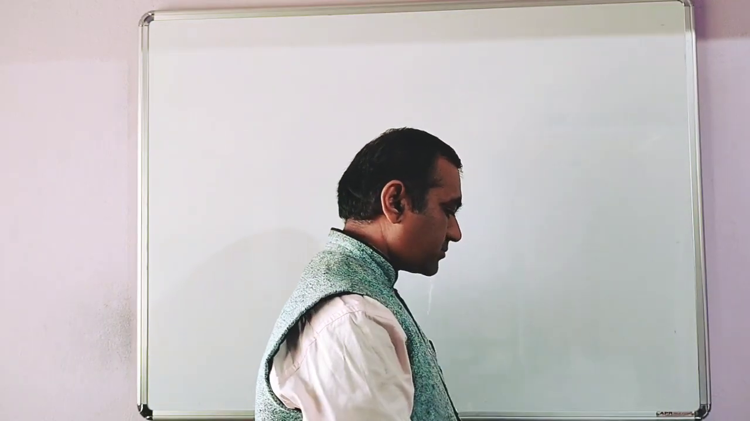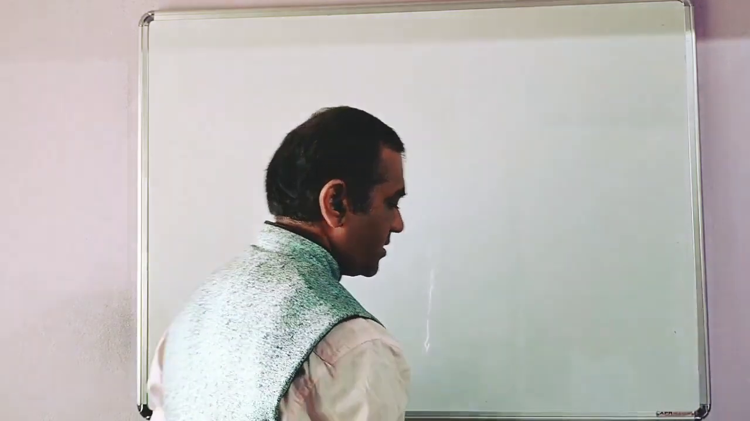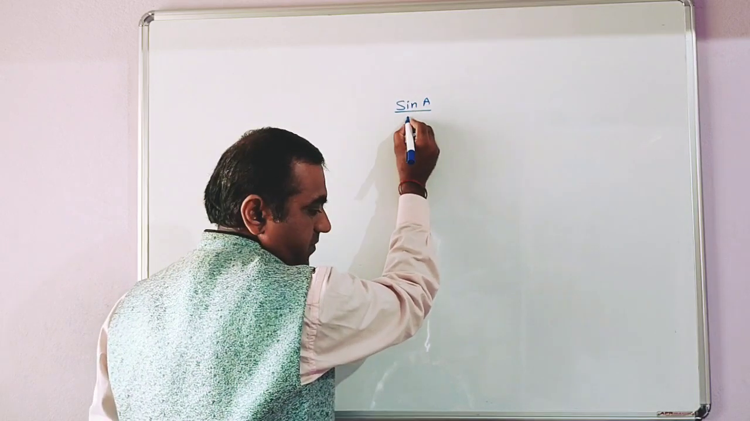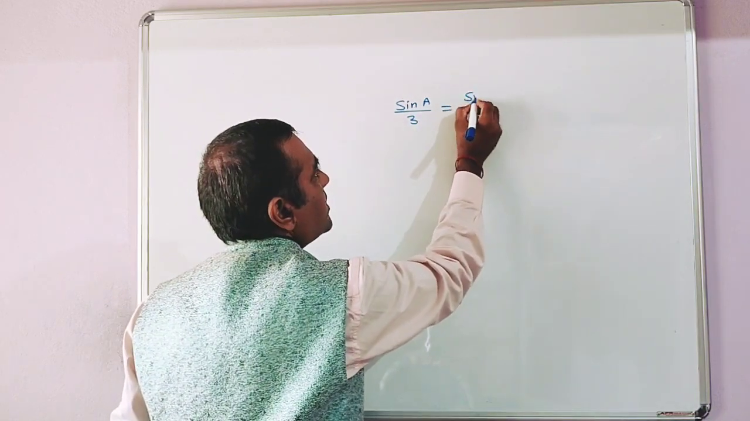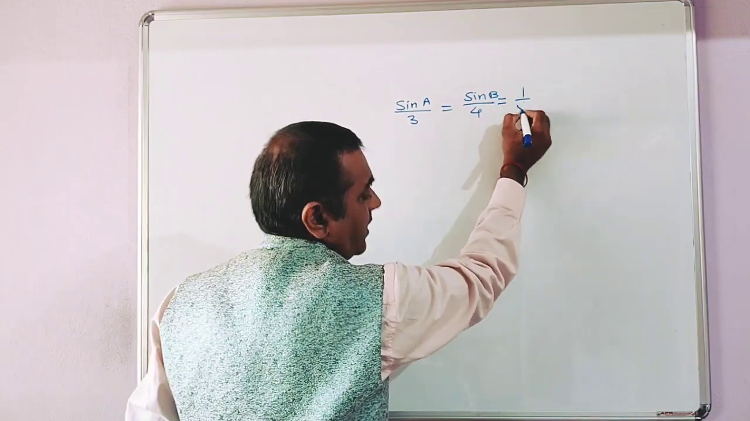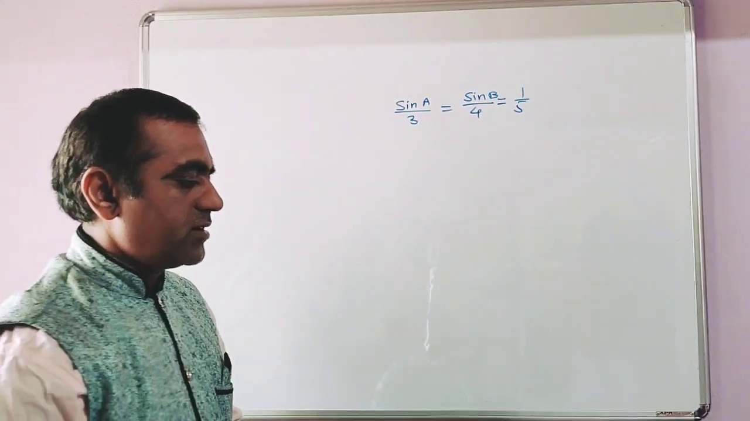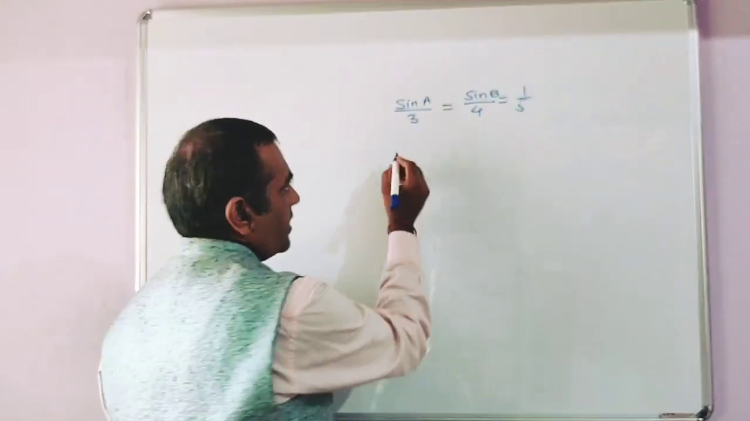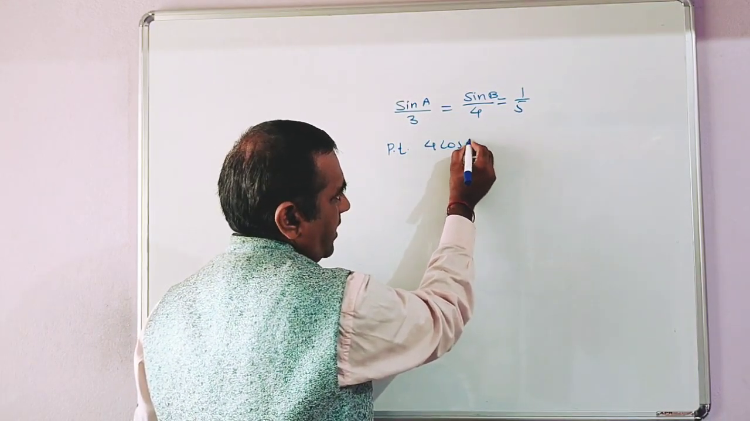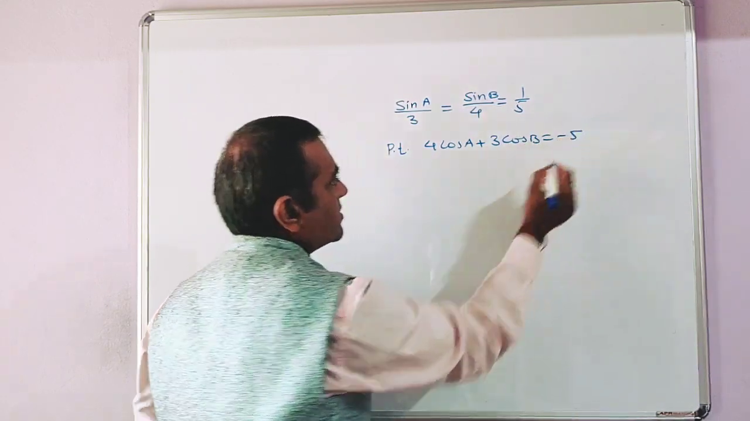Now see what we'll ask next. If sin A upon 3 is equal to sin B upon 4, which is equal to 1 by 5, and A and B lie in the second quadrant, then prove that 4 cos A plus 3 cos B is equal to minus 5. You have to prove this here.